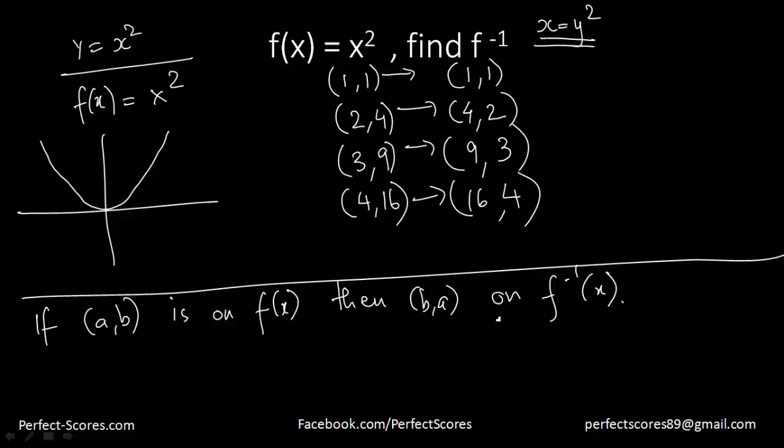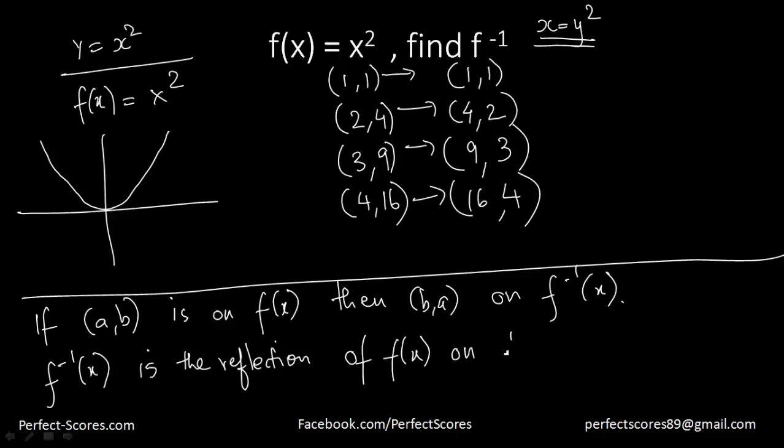So if (a, b) is on function f(x), then (b, a) will be on the inverse of the function, which means I can say that f inverse of x geometrically is the reflection of f of x on the line y = x. So this is the line y = x, and I'm going to draw it again.